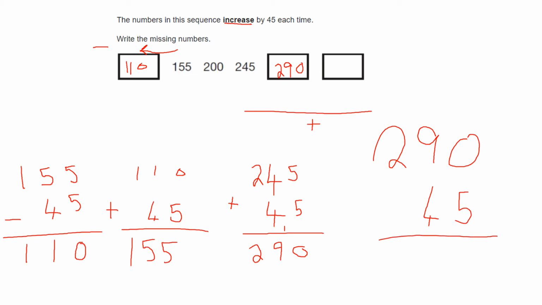So I've got 5 add nothing is 5. 9 add 4 is 13. Carry the 1. 2 add 1 is 3. So I've got 335.